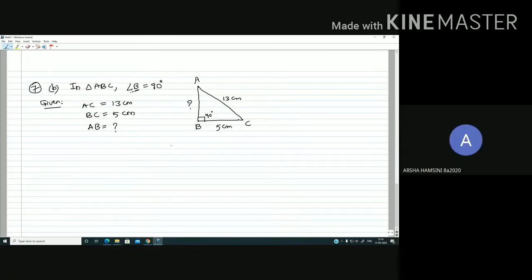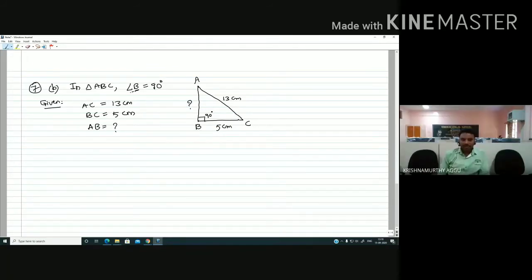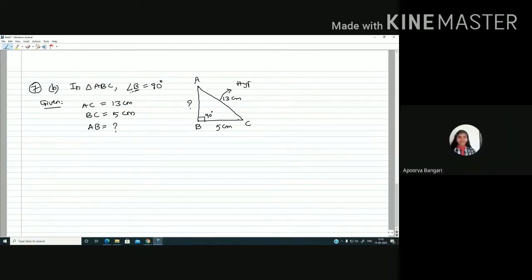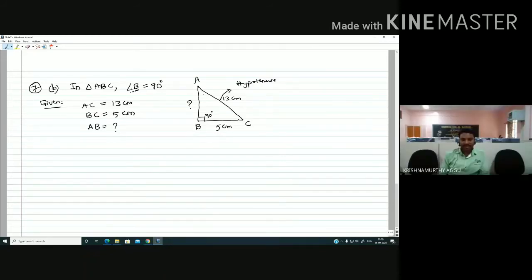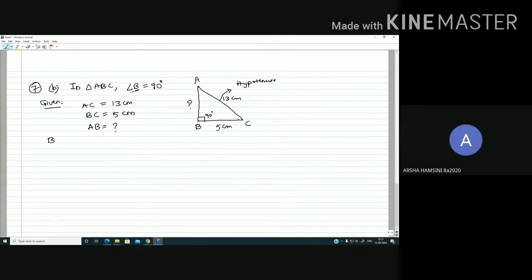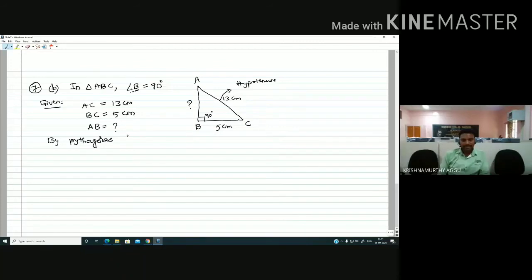AC is the hypotenuse. We know in a right angle triangle, the side which is opposite to the right angle is called the hypotenuse. And we also know very well that the Pythagoras theorem is applicable in a right angle triangle. So we have to apply the Pythagoras theorem.